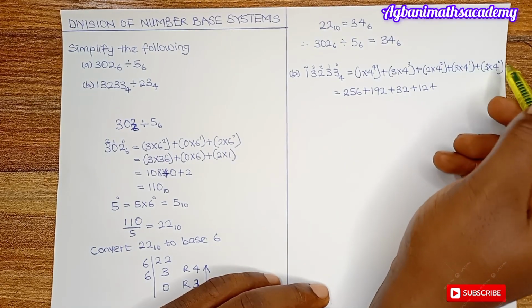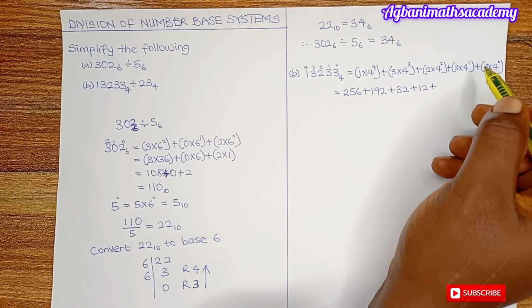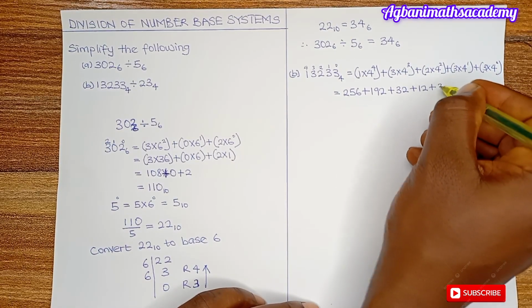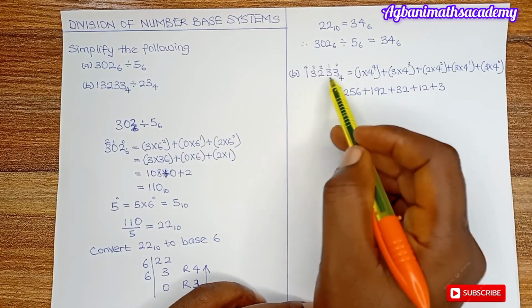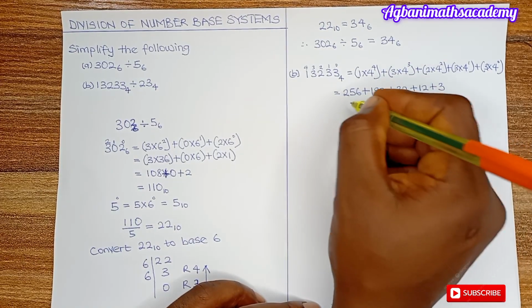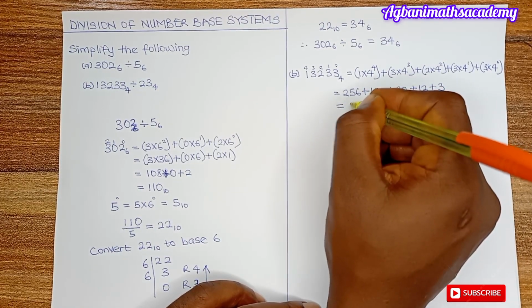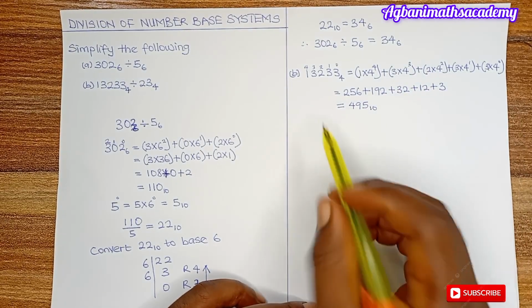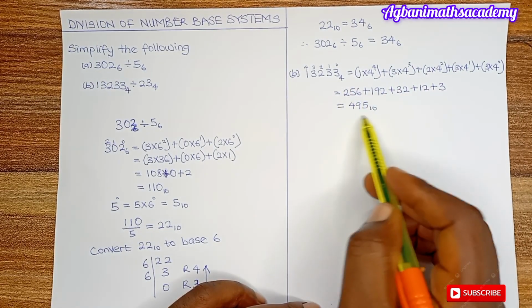Plus 4 to the power of 0. Any number to the power of 0 is 1. So 1 multiplied by 3 is going to give us 3. So we have converted this value this way. When you add them all together, you are going to have 495 base 10. So we have converted this base 4 value to base 10.